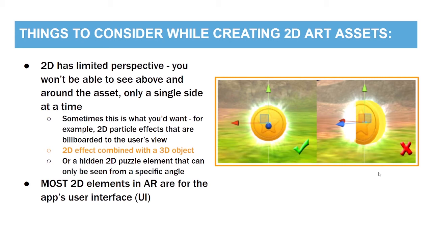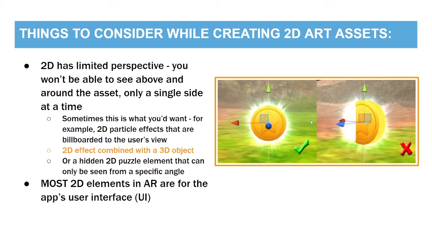2D has limited perspective. You won't be able to see above and around the asset, only a single side at a time, and sometimes that's what you'd want. For example, like the billboarding effects. Particle effects like explosions and confetti, those are some examples of 2D particle effects that you typically want billboarded to the user's view. Another way to use 2D objects is actually in combination with 3D.